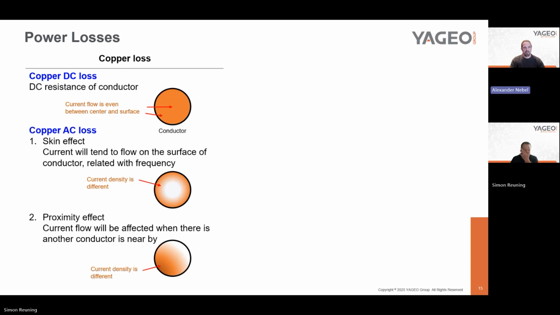The copper AC losses are mainly the skin effect and the proximity effect. The skin effect means that at higher frequency, the current will tend to flow on the surface of the conductor. The proximity effect means that the current flow is also affected when there is another conductor nearby, which means as soon as I have more than one turn, I will have a proximity effect. And this means I'm not using the full cross section of the copper wire, and this reduces my maximum current, and will also have an impact on the copper AC losses.